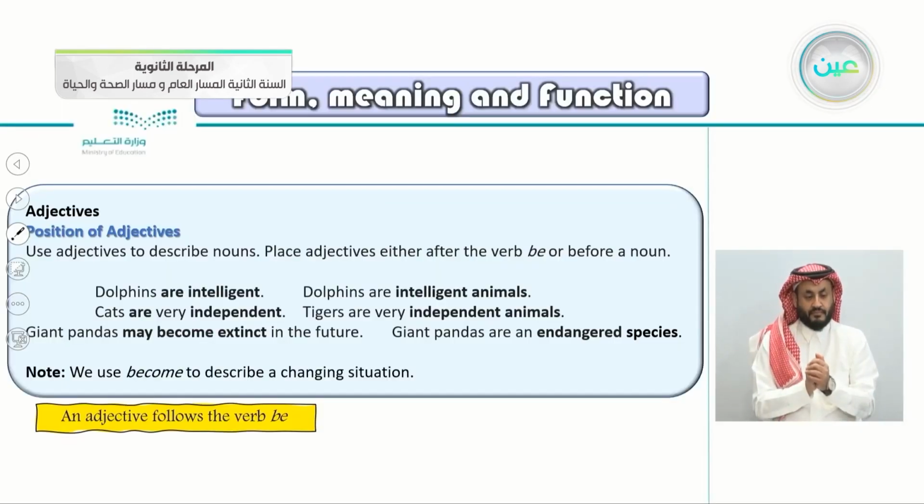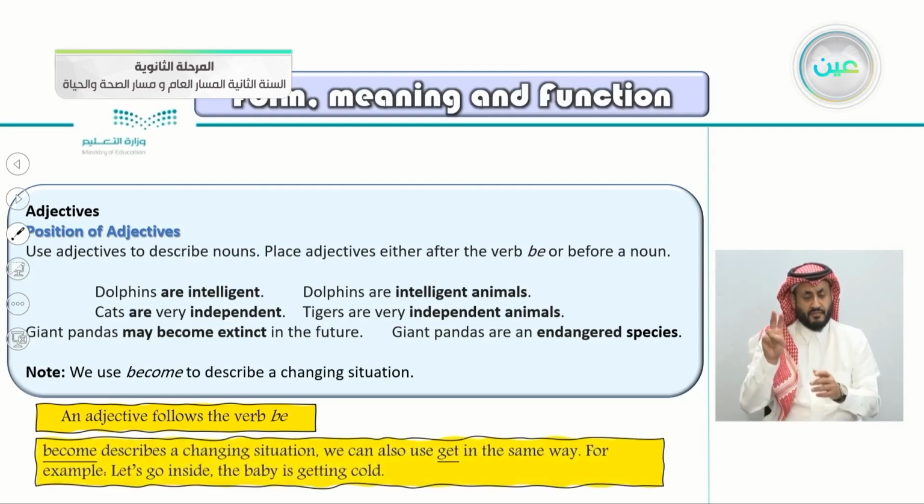An adjective follows the verb to be, of course. Become describes a changing situation. We can also use get in the same way.